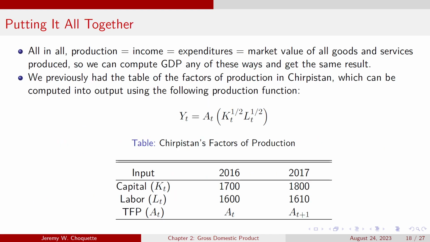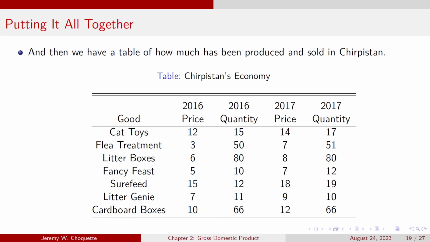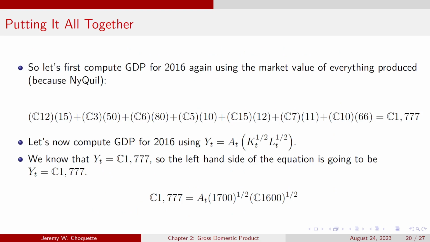So all in all, production equals income equals expenditures equals the market value of goods and services produced. So we can compute GDP any of these ways and we can get the same result. Now, we previously had the table of the factors of production in Turkestan, which can be computed into output using the following production function. We saw this stuff a couple days ago. And then we also have a table of how much has been produced and sold in Turkestan. We saw this earlier today.